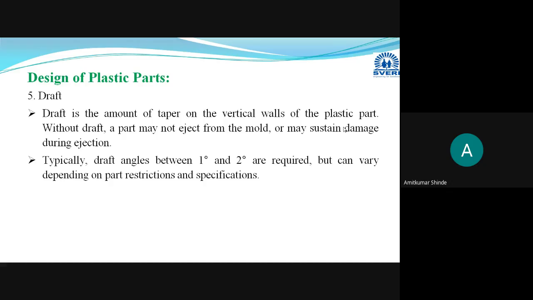Why is this taper provided? After completing the solidification or cooling process, that plastic part should be removed from the mold cavity. For proper removal, some taper is provided, so that at the end of solidification or cooling, the part can be easily ejected from the mold cavity. It will avoid damage to the part while removing it from the mold cavity.